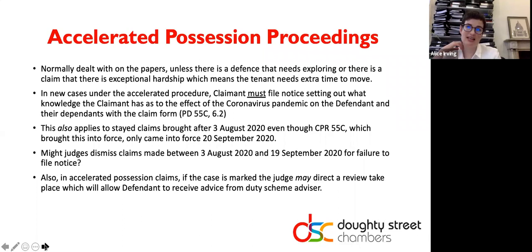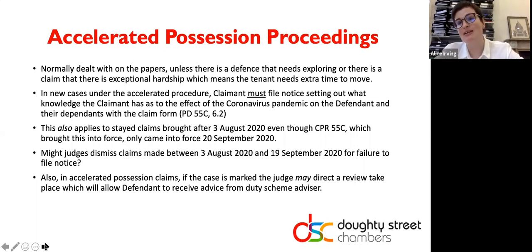Now, the slight oddity here is this. PD 55C only came into force on the 20th of September, but it seems to say that for all accelerated possession claims brought from the 3rd of August, there should have been a COVID information notice filed with the claim form. So we've got a sort of purported retrospectivity here. Without getting into the depth of the philosophy of whether they're allowed to do that or not, I think the critical question here is, what practical use can we potentially make of this?